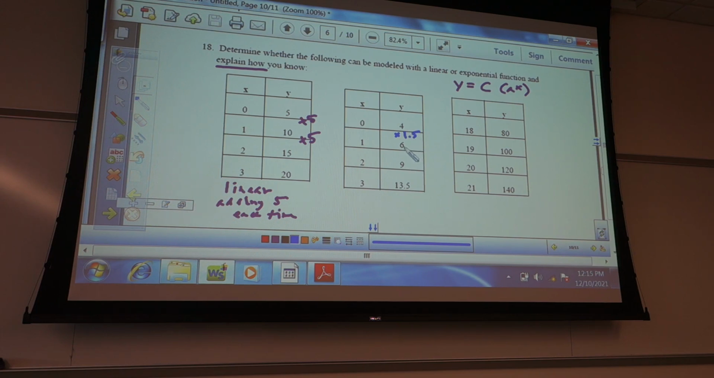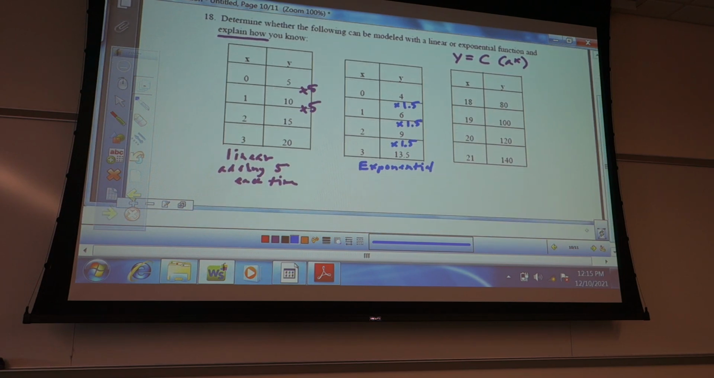Will that work if I do 6 times 1.5, will I get 9? Yes. If I do 9 times 1.5, will I get 13.5? So this is going to be exponential or linear? Exponential. Yeah, exponential. Why? You've got to say why. If you don't write down why, you're not going to get full credit on this problem. You're multiplying by 1.5 each time.